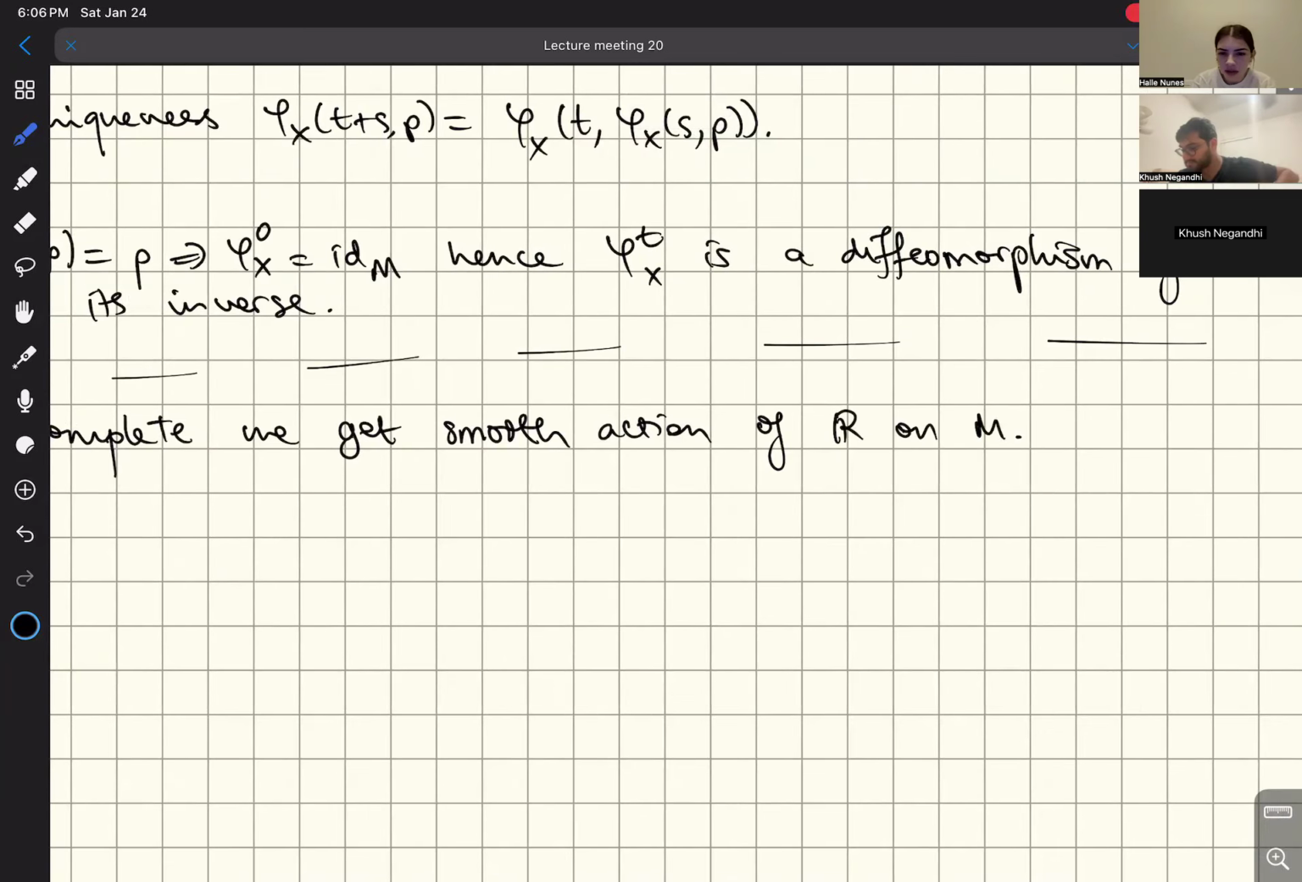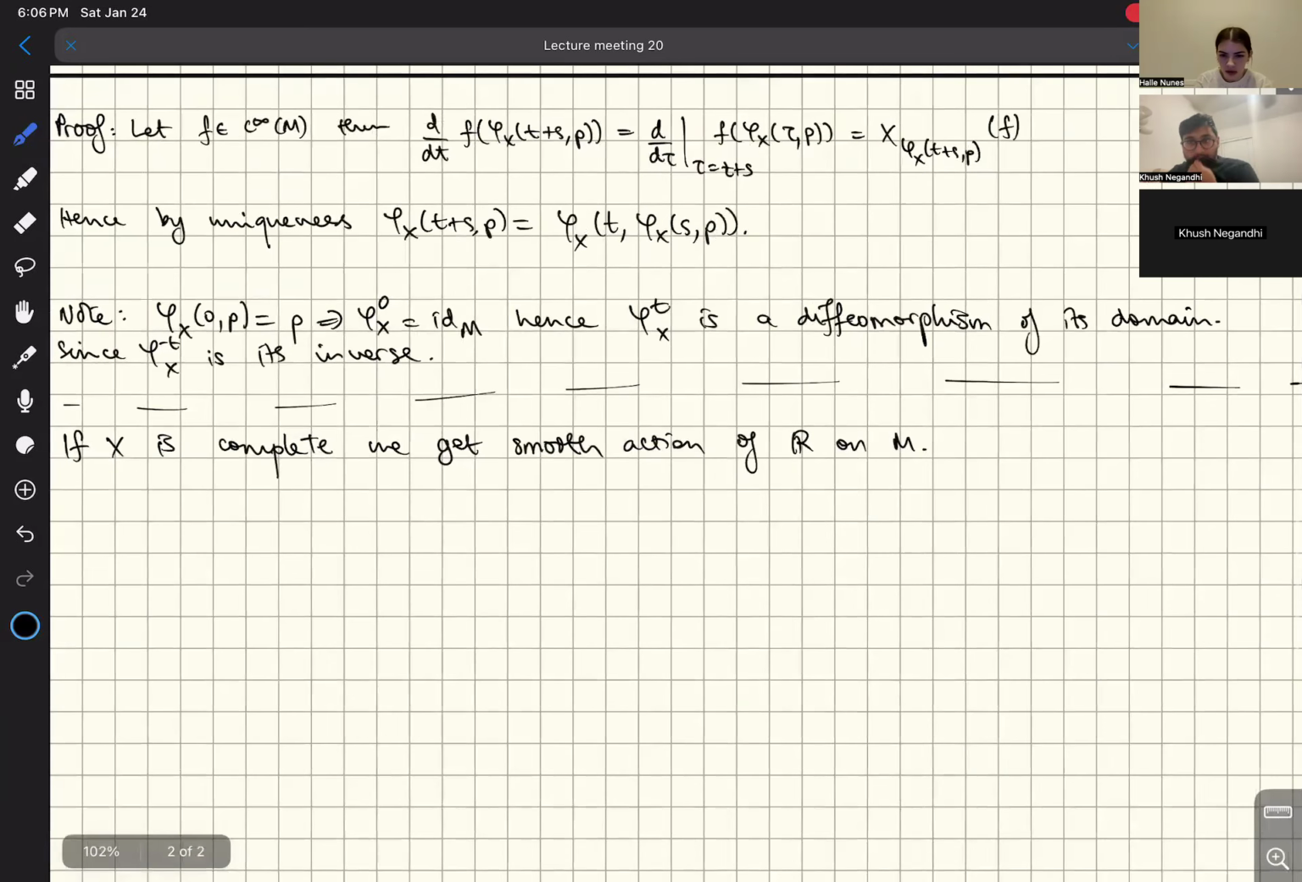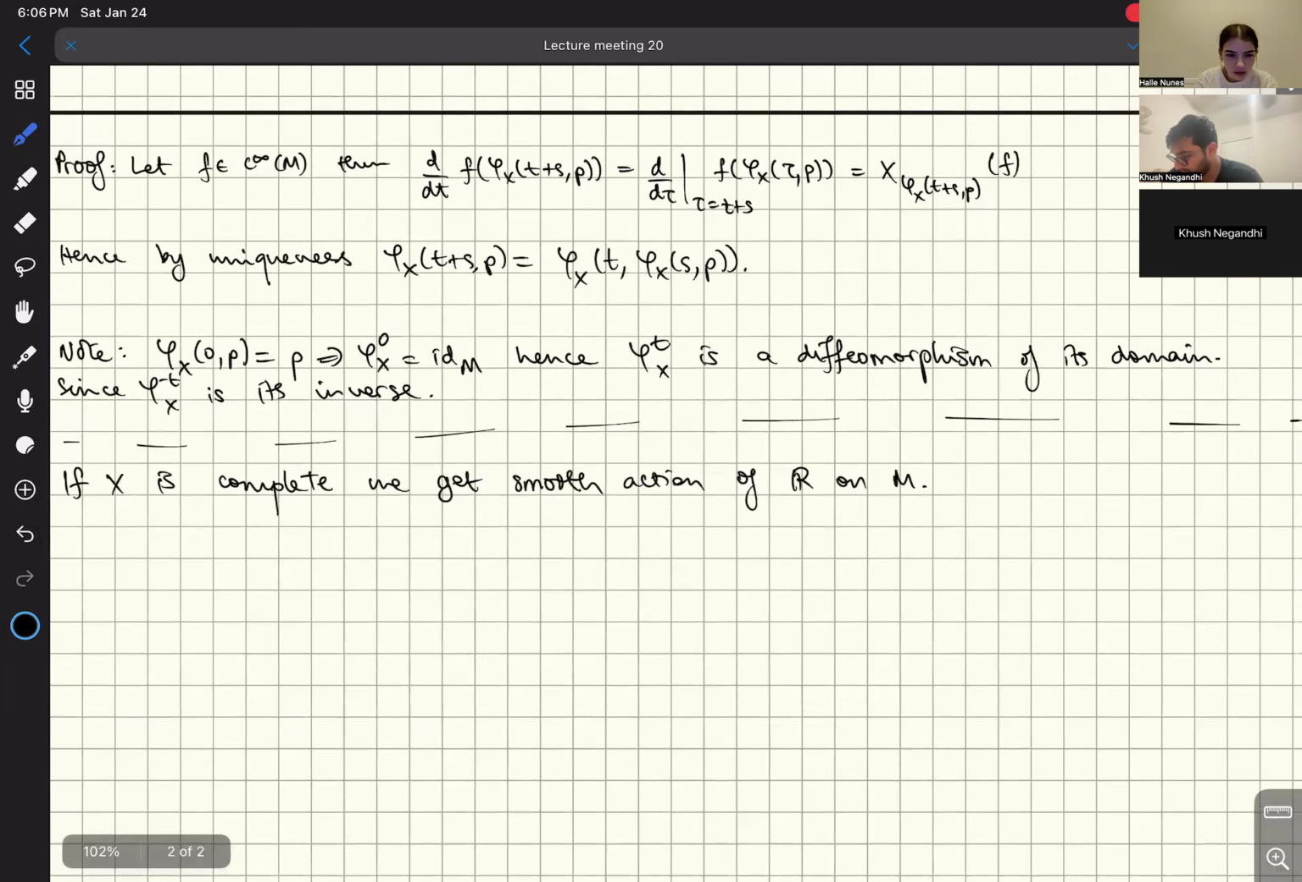Okay, wait, now that I've been looking at it more, yeah. You just kind of say since phi is its inverse. Is that part of why it's a diffeomorphism, or are... yeah, we... because there are two periods? I don't know which.